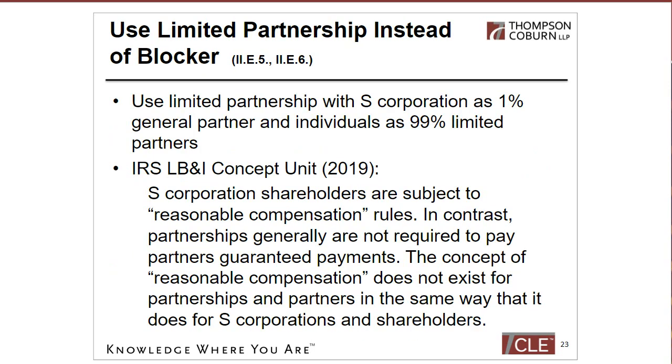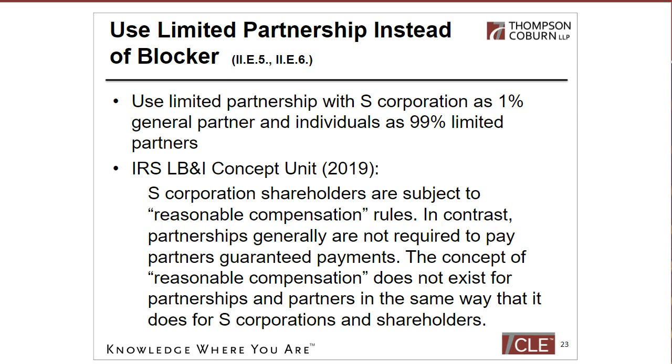Okay. The next point I want to make about this is that my preferred structure is a limited partnership with an S corporation as a 1% general partner and individuals as 99% limited partners. And that way, limited partners do not pay self-employment tax, and you get all this inside basis step up that you're used to getting. So it really can be very helpful to have a structure like this.